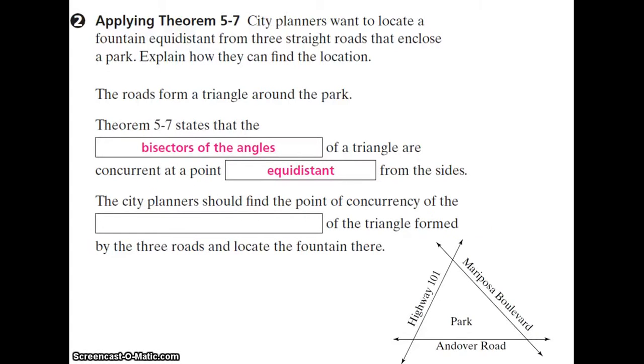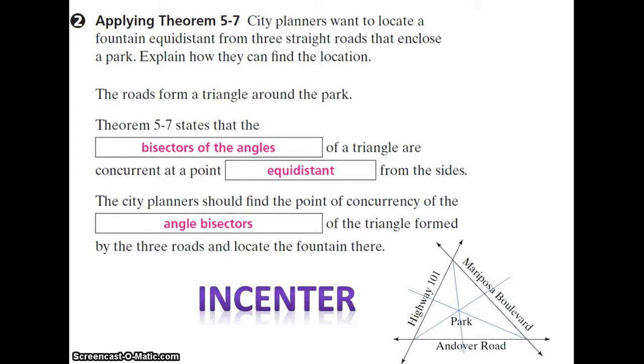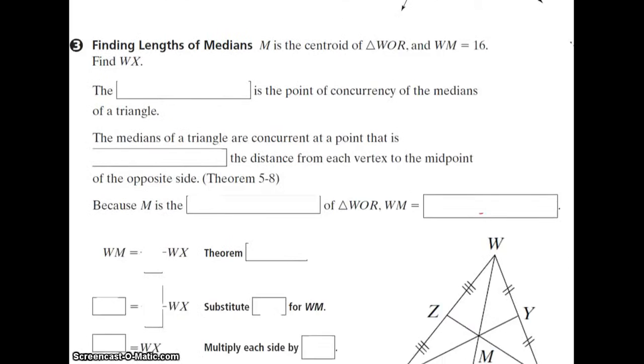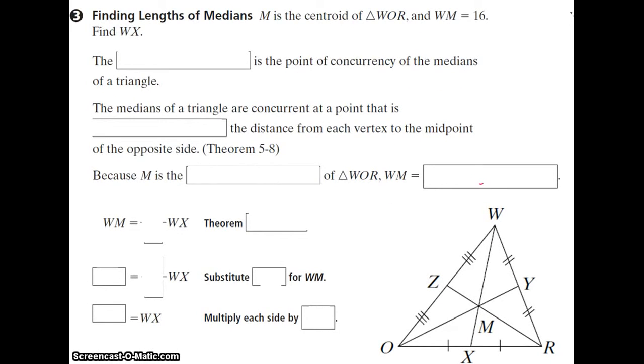We want it to be exactly in the middle, so that if you're driving along Highway 101 or Mariposa Boulevard or Andover Road, you're going to have an equal chance to see this particularly great and wonderful fountain. So the city planner should find the point of concurrency of the angle bisectors of the triangle formed by the 3 roads and locate the fountain there. So let's do that. There's 1 angle bisector, 2 angle bisectors, 3 angle bisectors, and there you go. We found the incenter of the circle. Did I say circle? I meant to say triangle.